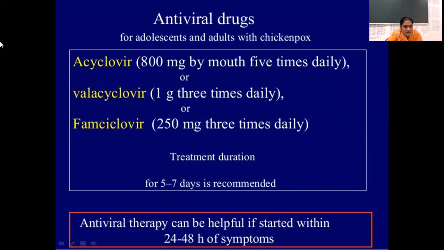And the antiviral drugs for adults with chickenpox: acyclovir is given at around 800 mg 5 times a day orally, and the remaining two drugs are also used. The duration of the treatment is around 5 to 7 days. Antiviral therapy can be helpful if it is started within 24 to 48 hours of symptom presentation. So this is used for both chickenpox and herpes zoster.